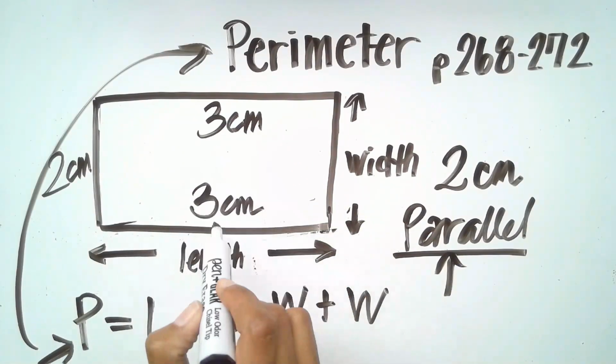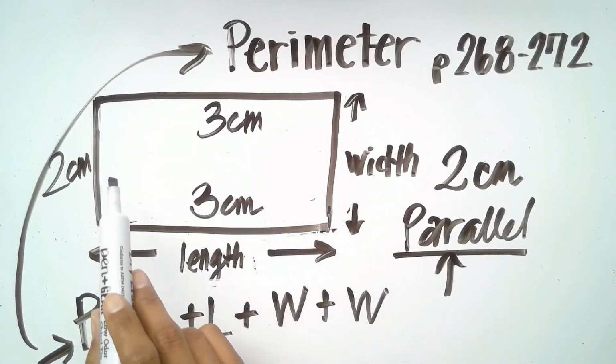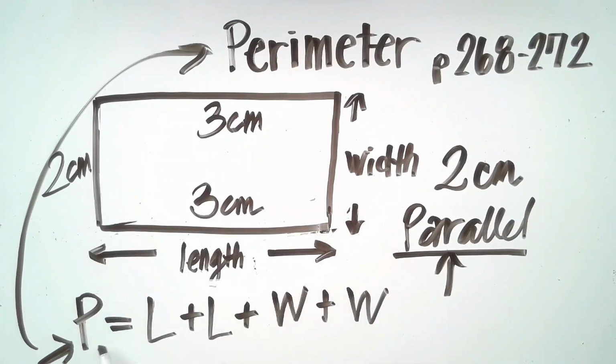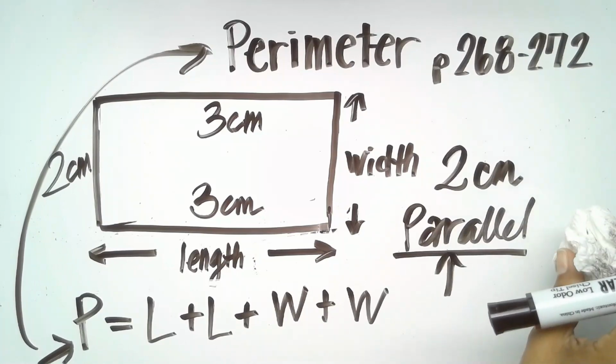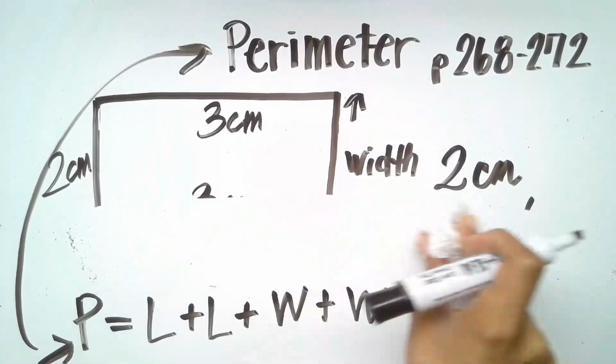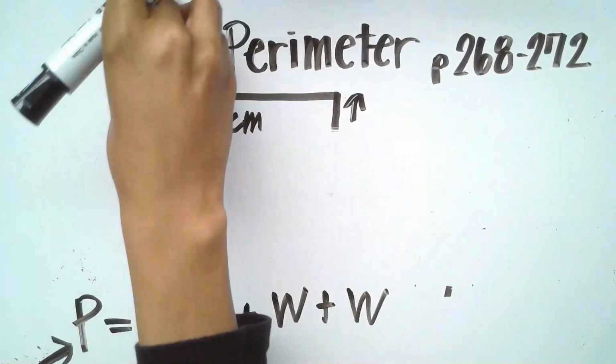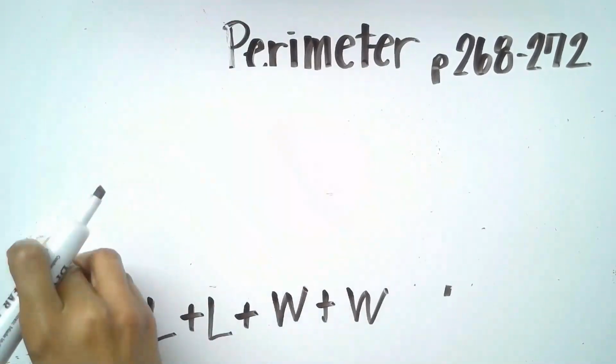So I've got two L's, my length here, and then I've got two W's. I can fill that into my equation and then add them together to get my perimeter. So here's what I'm going to do. I'm going to go ahead and erase my shape because I want to leave the formula down below. And I want to show you what I mean here.